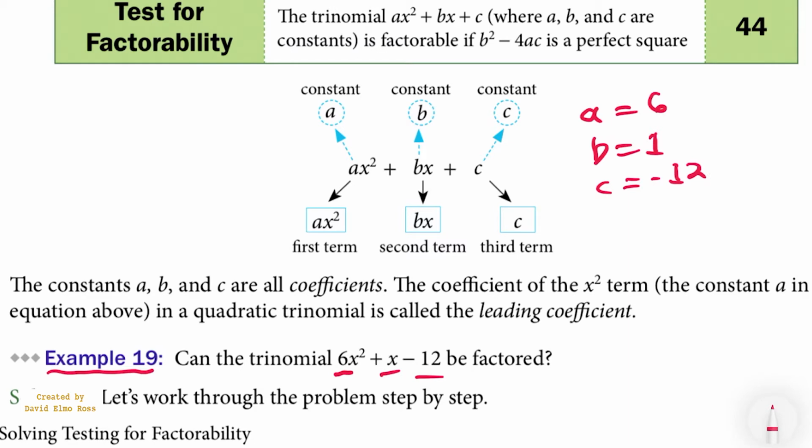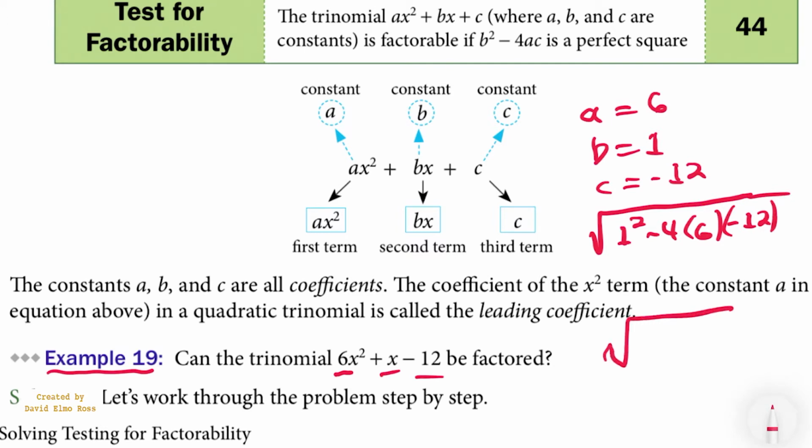So let's take a look at what is the square root then of b squared, which is 1 squared, minus 4 times 6 times minus 12. When we do this, we're going to get the square root of 1 plus 288, which is equal to the square root of 289, which is equal to 17. So since this is a positive integer, this particular trinomial can indeed be factored.